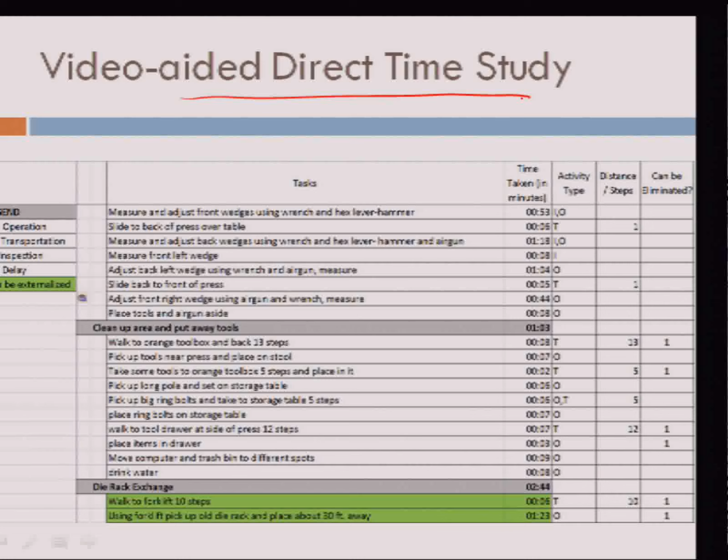Sachin essentially went, videotaped the entire setup, and then it took him an entire weekend, but by playing, backing, forward, reverse, he essentially created this minute by minute, second by second decomposition of the total setup process. Of course, there were major categories. So he sat down with the press operator, and they arrived at some major categories of activities that could essentially be bunched together.